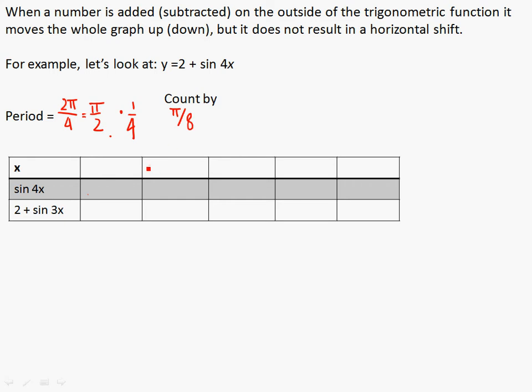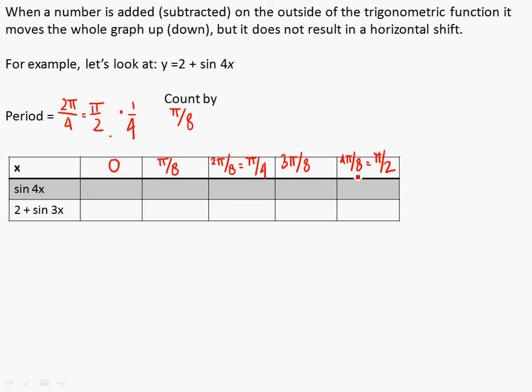Did I shift it left or right? Nope. So start at 0, 1 pi over 8. I actually have enough room today to do this, so that's 2 pi over 8, so usually that's written as pi over 4. 3 pi over 8, which does not reduce, and then 4 pi over 8, but 4 pi over 8 is actually pi over 2. Okay? So use your period and your count bys to get numbers.